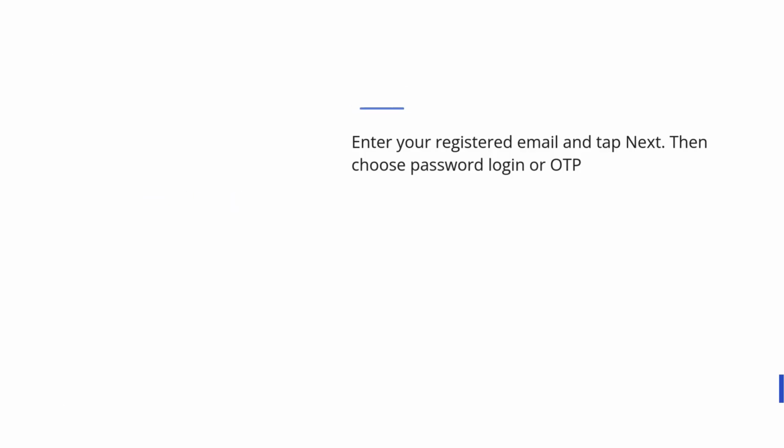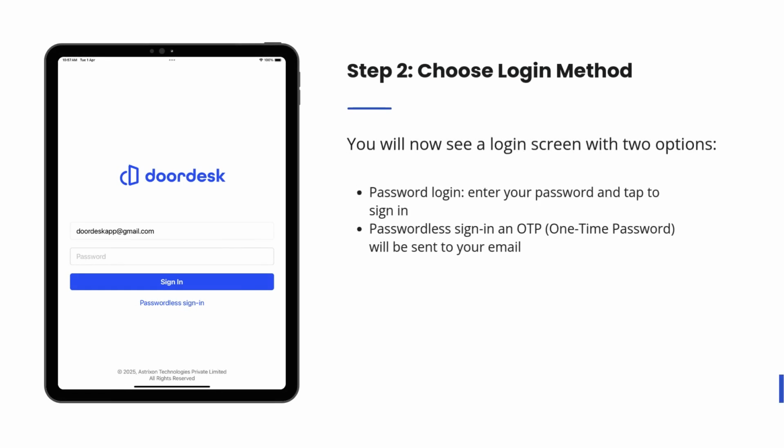You will now have two ways to log in. First, using a password, simply enter your password and sign in. Second, passwordless sign-in, where an OTP, a one-time password, will be sent to your email. Enter the OTP to log in securely.